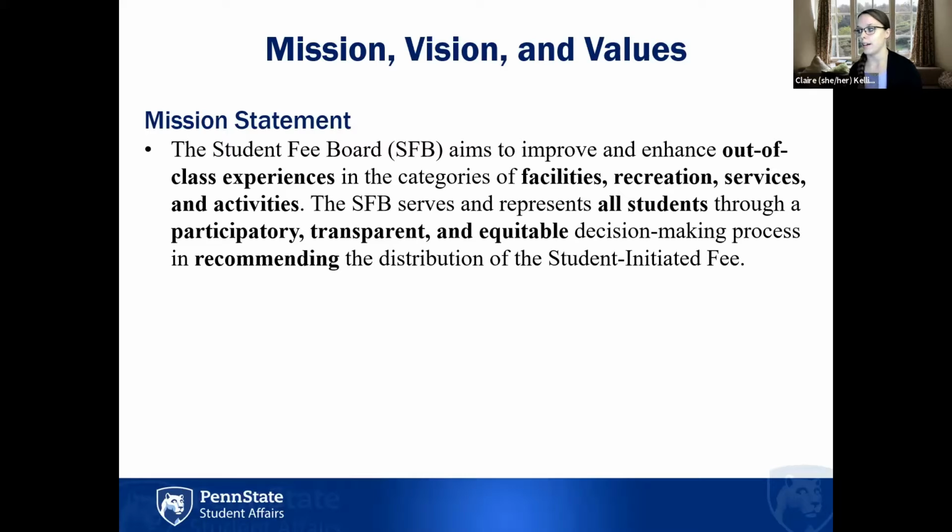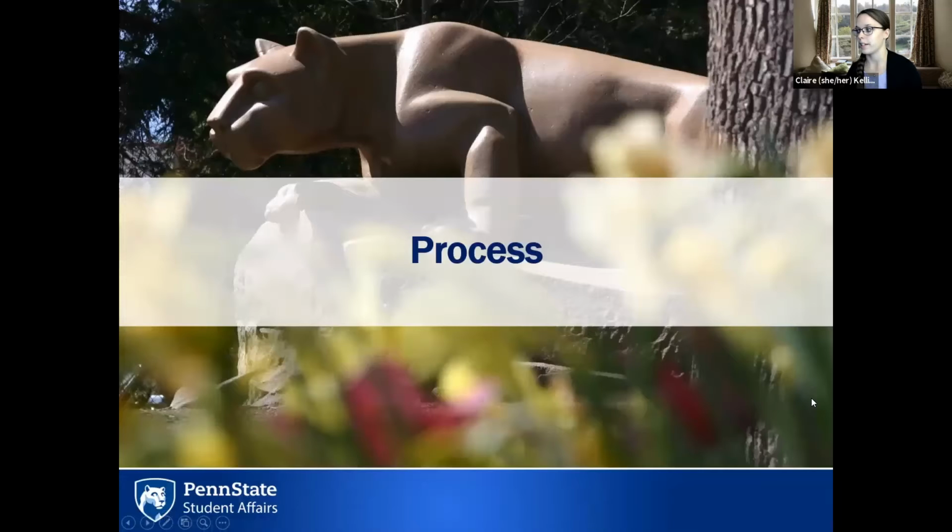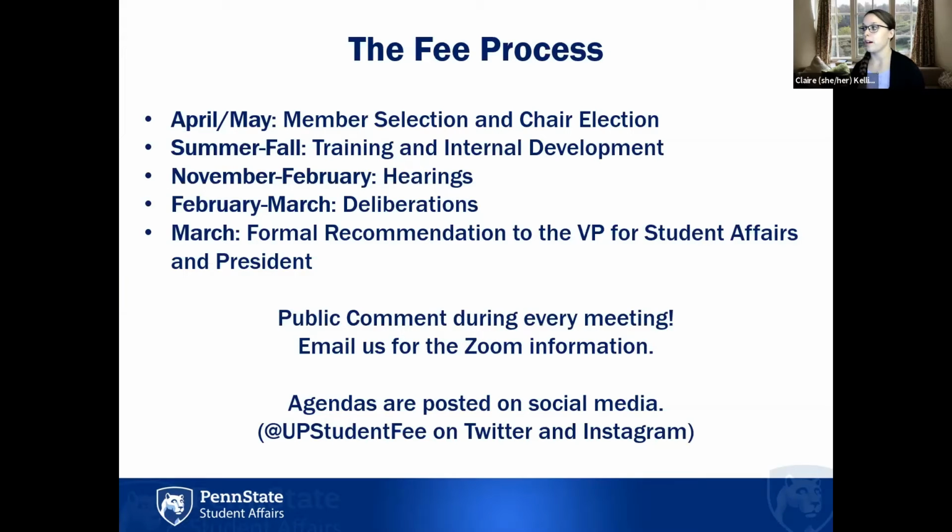So if you have feedback on our process, I'm sure some of you are just hearing about the student fee for the first time tonight. We are always looking for feedback on our process. But in case you're curious about our process and what it looks like, in April and May, after the student government elections, the members are selected and then the chair is elected out of all the members of the student fee board. In the summer and the fall, usually we have training and internal development. In this fall, we're working on facilities projects, which I'll talk more about in just a second.